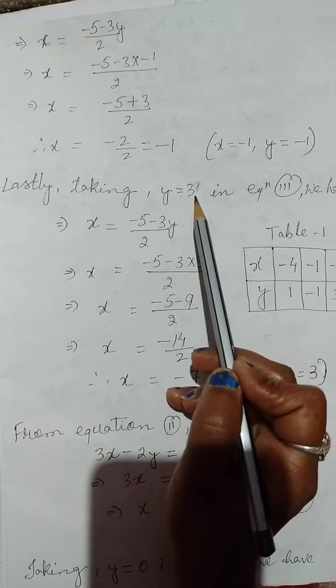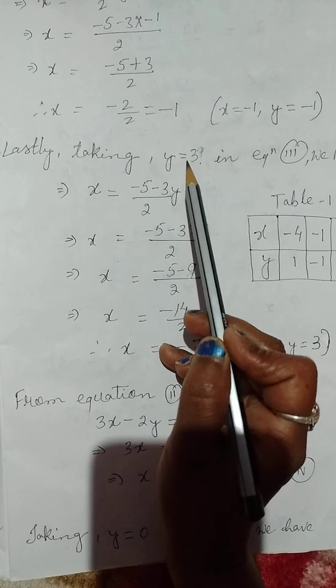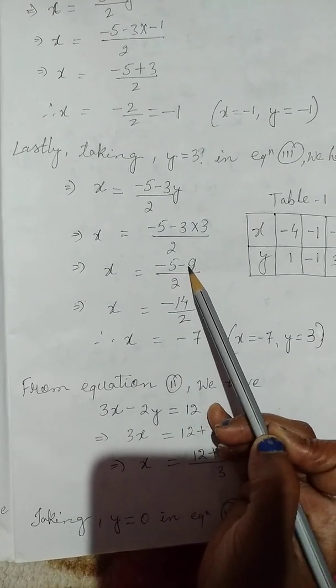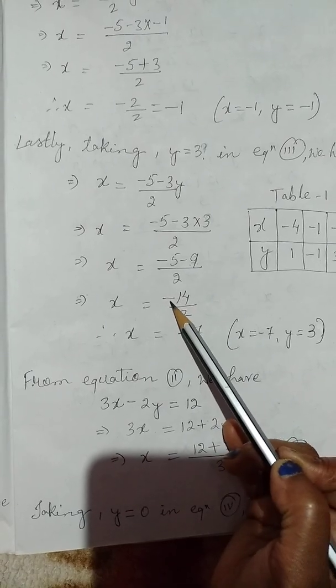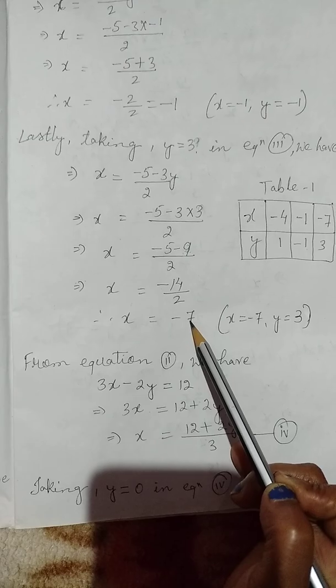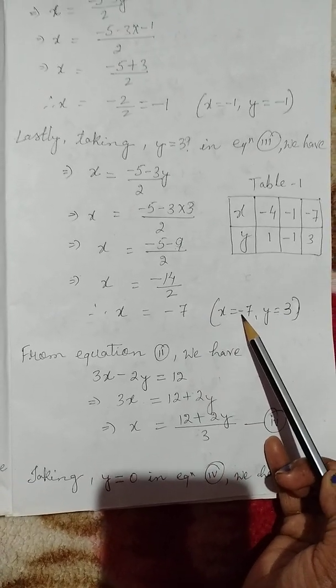Lastly, taking y equal 3 in equation 3, we have, in place of y, what will we write? 3. So this becomes 9. Minus 9 minus minus plus. This is 14. Sign will remain minus, divided by 2. So what we are getting? Minus 7. y 3 and x minus 7.